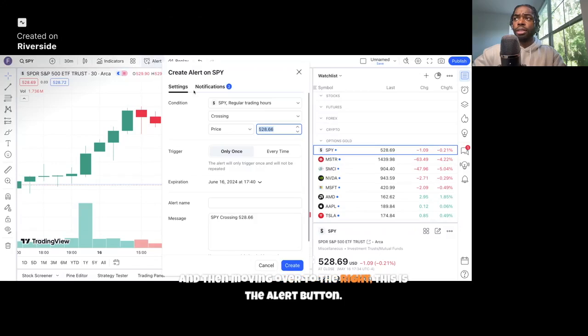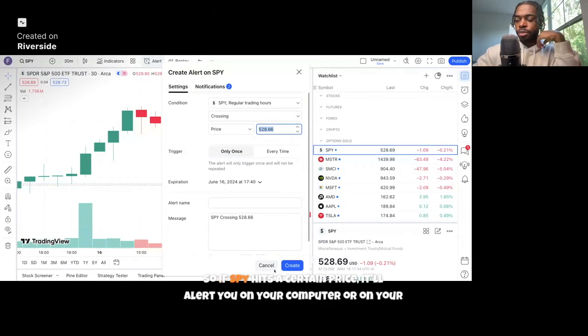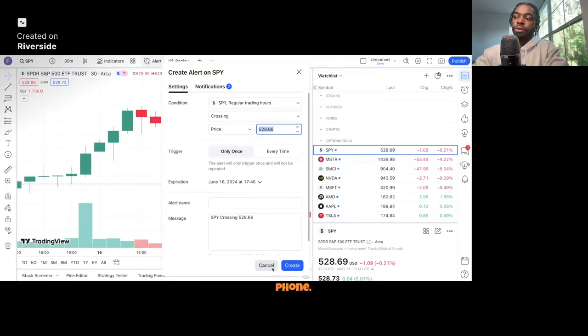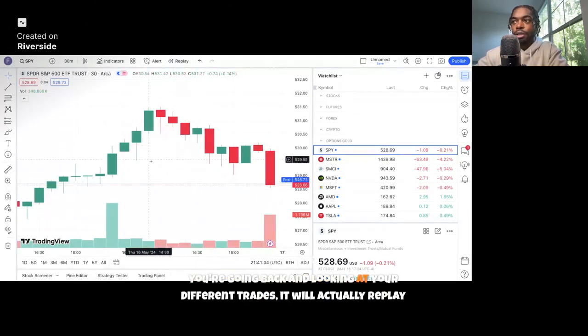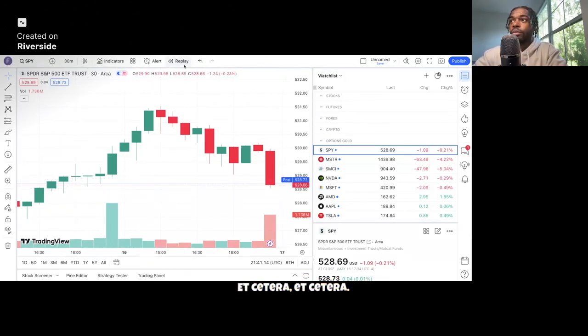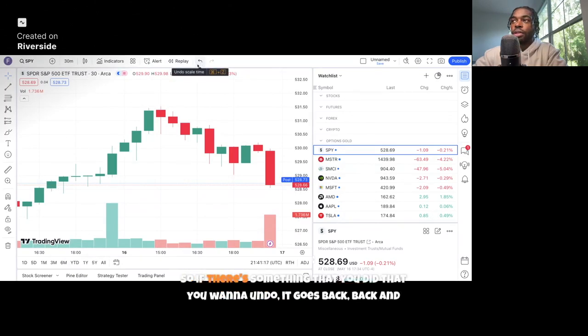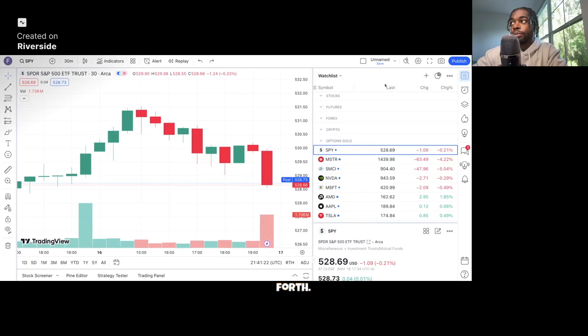And then moving over to the right, this is the alert button. You can set alerts at different prices. So if SPY hits a certain price, it'll alert you on your computer or on your phone. And then the replay function is primarily for the paid version. So if you're studying and going back and looking at your different trades, it will replay how prices were moving, so that you can practice, like, would I get in here? Would I get out here? Et cetera, et cetera. And then this is the undo function. So if there's something that you did that you want to undo, it goes back and forth.